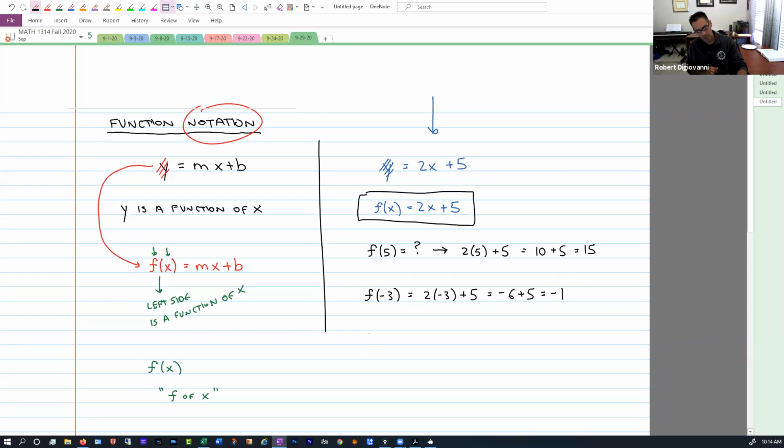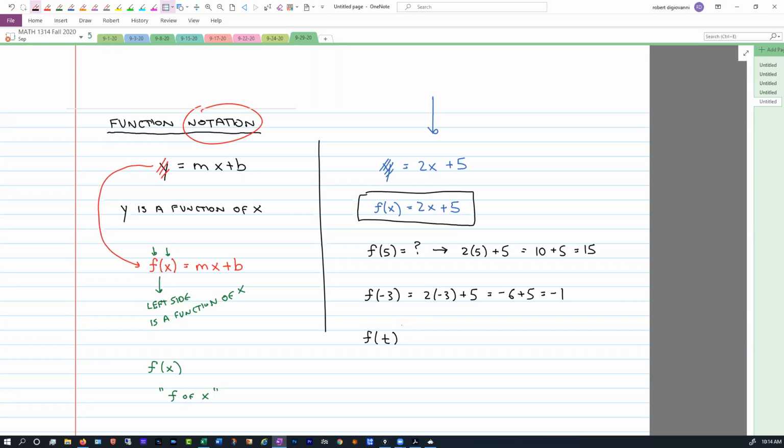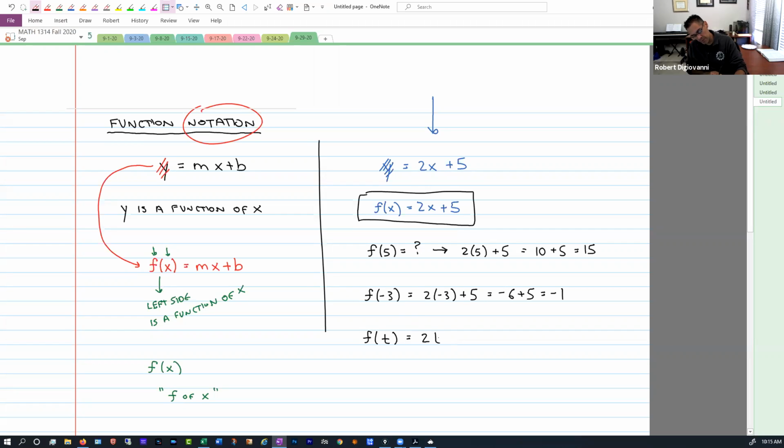I have a tricky one for you. What's f of t? So what am I asking you to do here? Put a t for x. Yeah, replace the x with t, right? So we're going to go 2 times, we replace the x with t, and then we put plus 5. Now this, I can't actually get a number answer, can I? My answer is 2t plus 5.